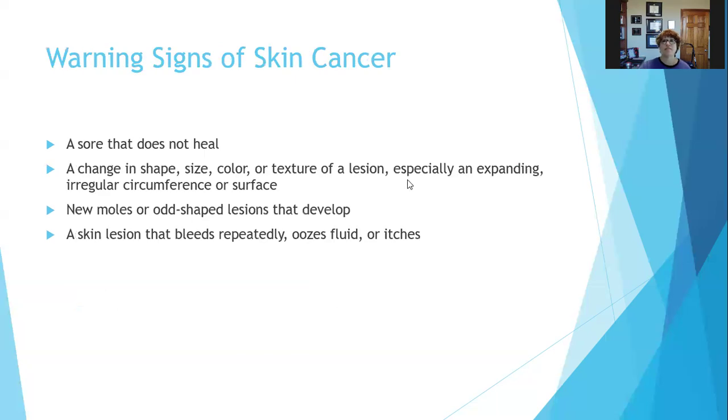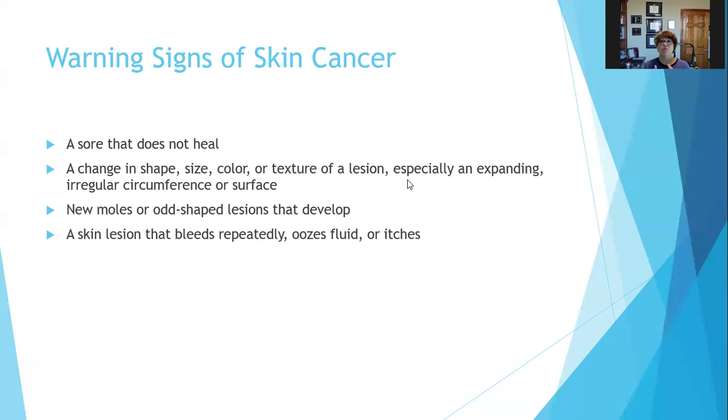So the warning signs of skin cancer. We talked about the warning signs of cancer, but skin cancer in particular: a sore that does not heal. That could be a warning sign of skin cancer. A change in the shape, size, color, or texture of a lesion, especially an expanding irregular circumference or surface. So that irregular border, that's a giveaway there. New moles or odd-shaped lesions that develop, or a skin lesion that bleeds repeatedly, oozes fluid, or itches.